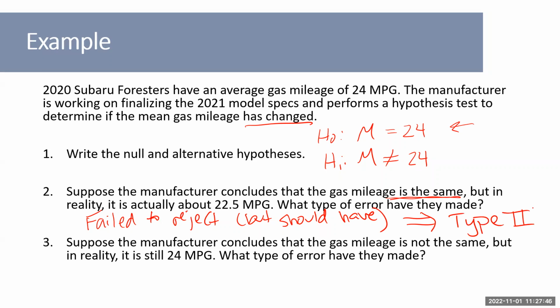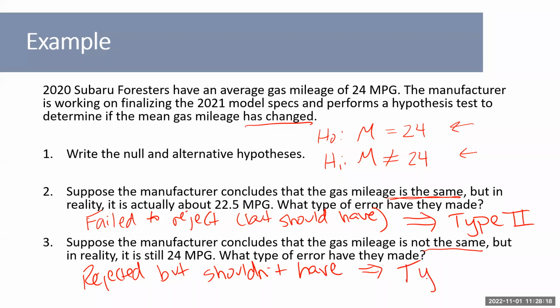Now, in number 3, now let's say that they conclude that it is not the same, but in reality, it is 24. So now they're concluding the second one. They're throwing out the idea that it's the same. So here they rejected. Okay. So in that case, it's going to be a type 1 error.